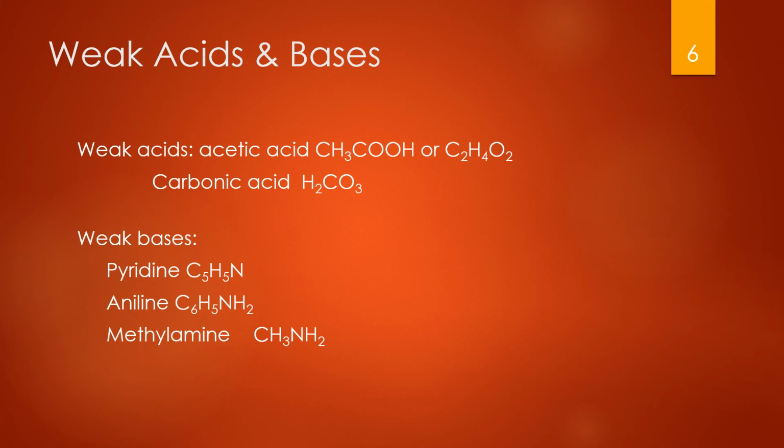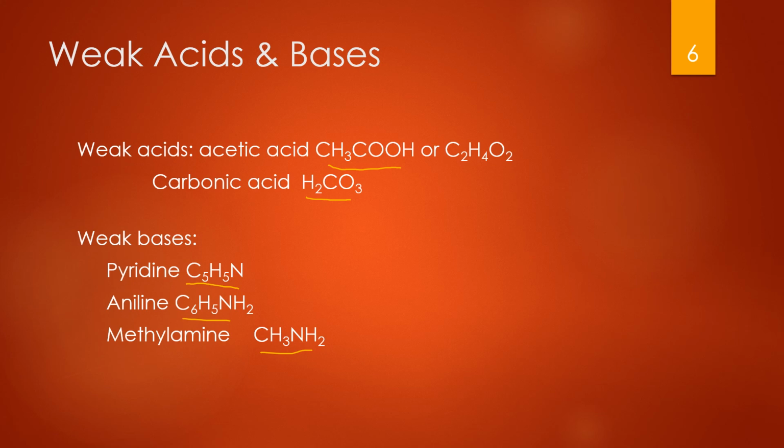Here are a few examples of weak acids and bases. So if you were to dissolve these weak acids and bases in water, they would not completely dissociate. So we see acetic acid is a weak acid. Carbonic acid is also a weak acid. Notice what they have in common. A lot of carbons, oxygens, and hydrogens. For the weak bases, once again, we're seeing a lot of carbons and hydrogens. We have pyridine, aniline, and methylamine.